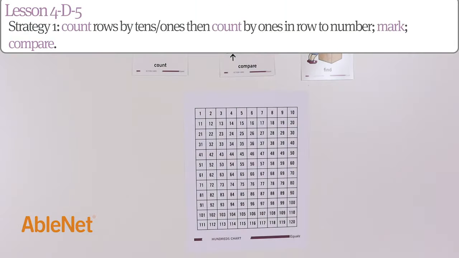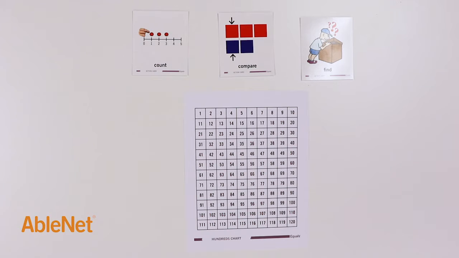In this strategy, we're going to count the rows by tens and ones, then we'll count by ones in the row to get to the number. We'll mark it, and then we'll compare. We know from the problem that Mr. Janowski needs 10 bags from the store.